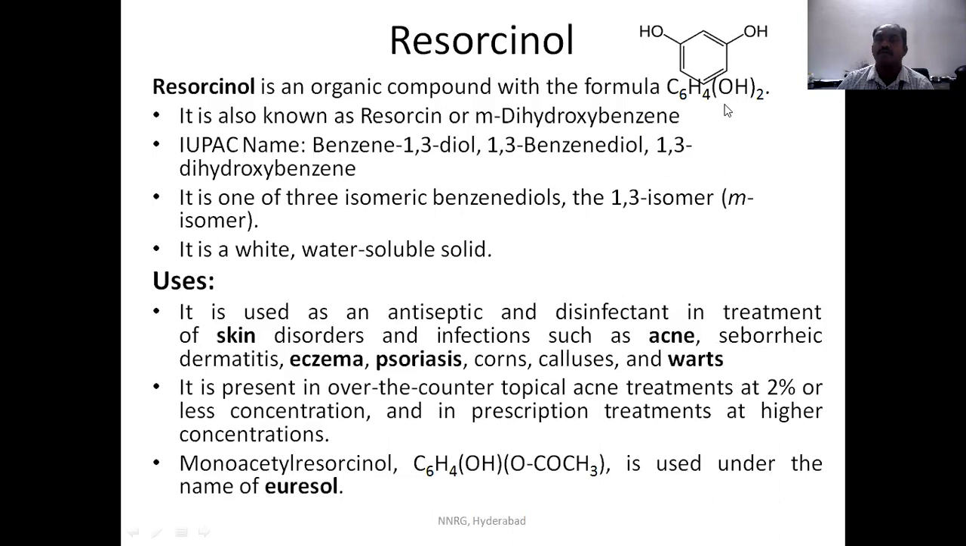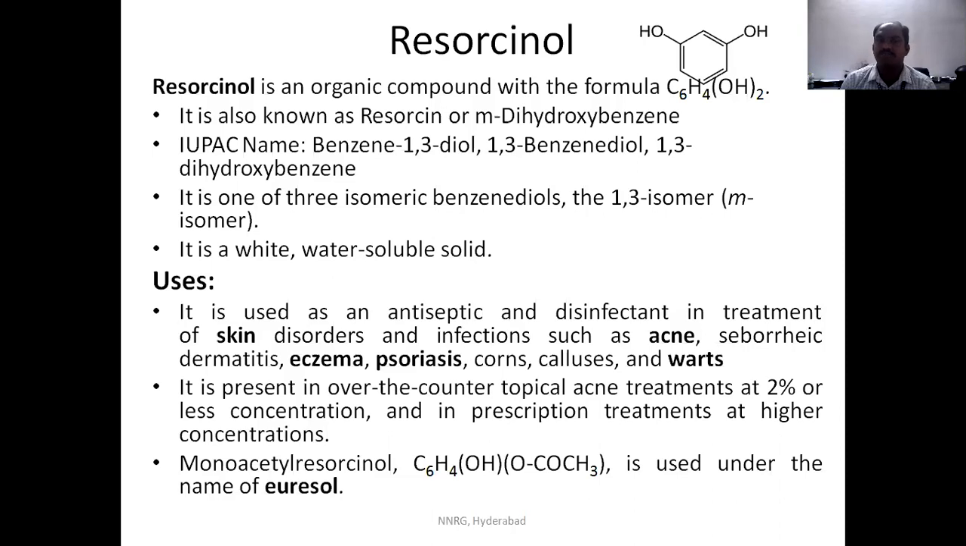Resorcinol is one of the isomers of benzenediol, the meta isomer, and resorcinol is a white, water-soluble solid. And what are the uses of resorcinol? It is used as an antiseptic or disinfectant in the treatment of skin disorders.